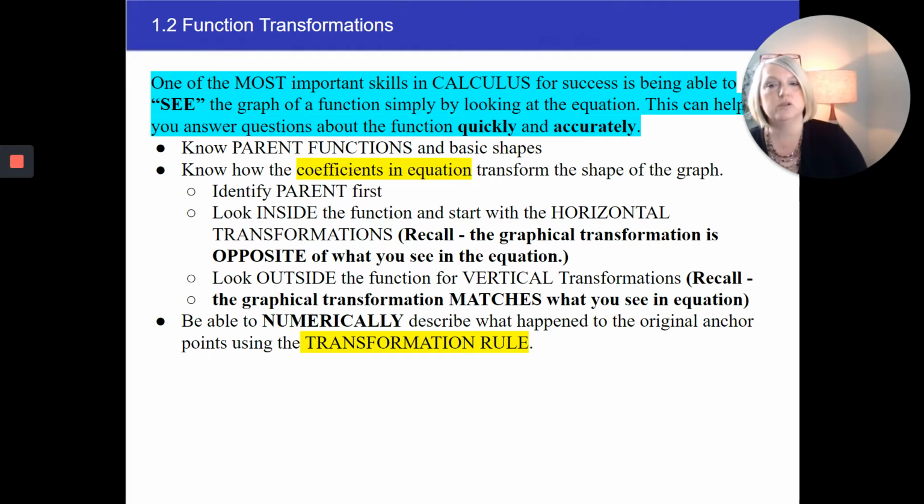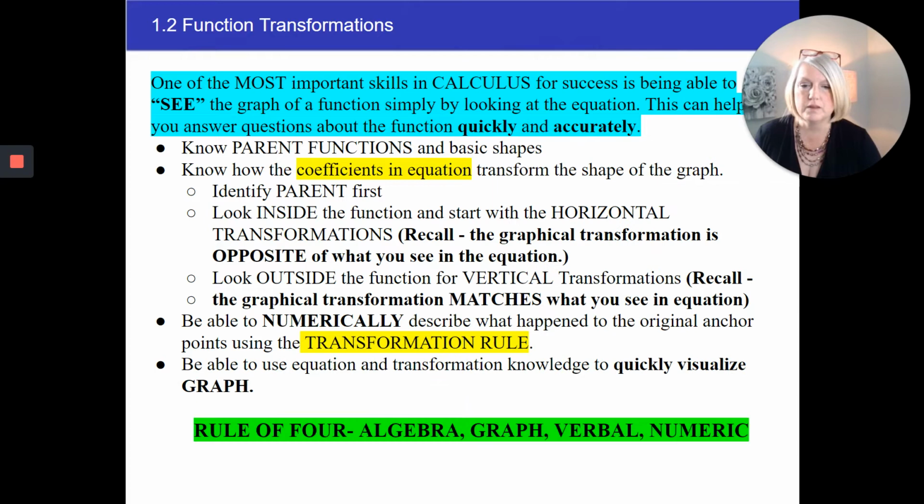Now, we also want to be able to numerically describe what happens to the original anchor points using a transformation rule, or it might have been called an anchor point rule in your class last year. Notice that we are using this idea of the rule of 4: I'm giving you an equation, algebra. You are then visualizing what the graph is going to look like graphically. You're going to verbally describe what's happening and be able to write a transformation rule, and then you're going to be able to tell me what original points got switched to what new points. They're all things that are going to be important as we work through some of these examples.